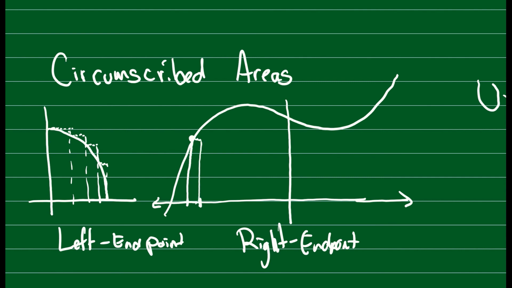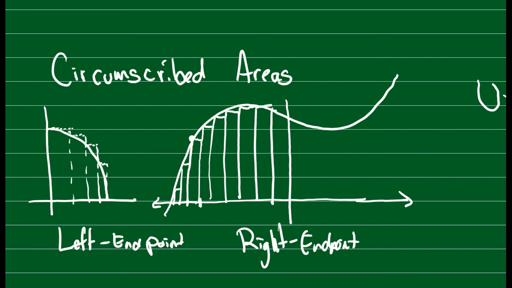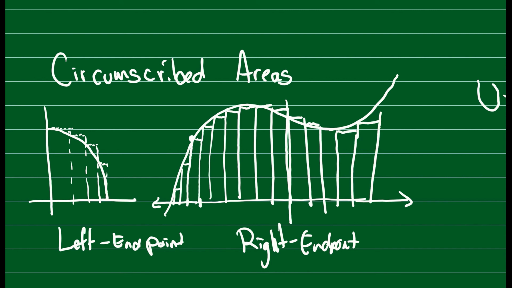If we were to continue doing this, left endpoints, left endpoints, notice what happens here. It was an underestimate. As soon as my graph starts decreasing, if I use the left endpoint, it becomes an overestimate. But as soon as my graph starts increasing, the left endpoint becomes an underestimate.